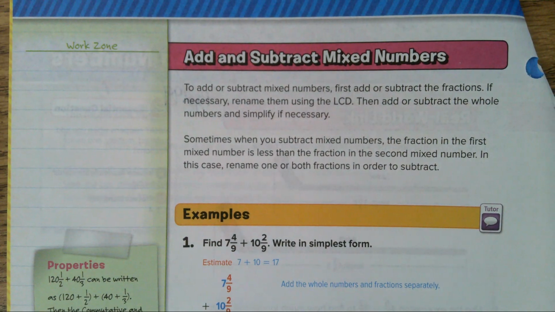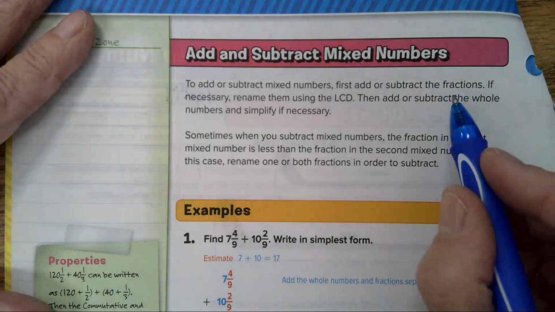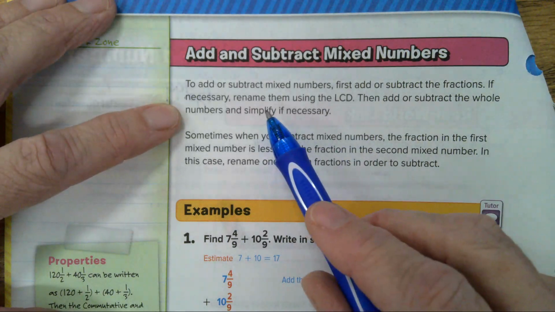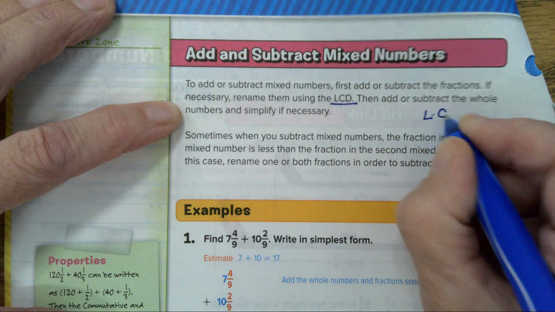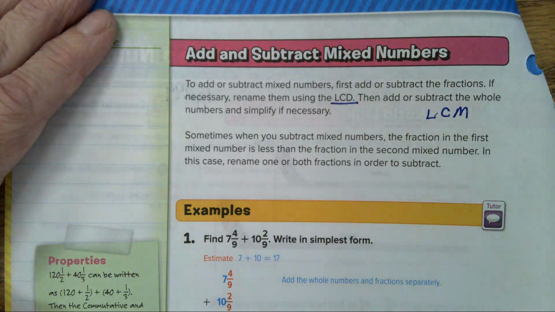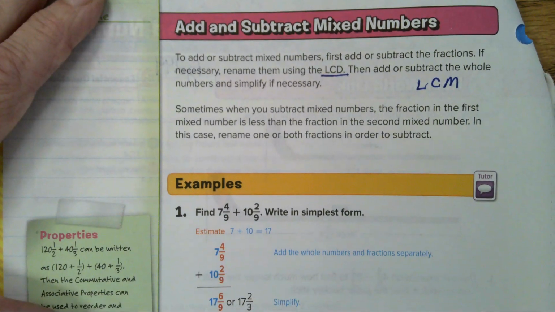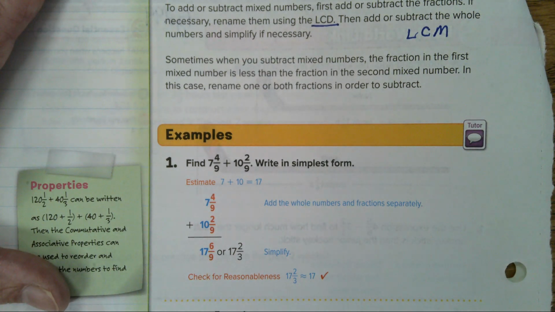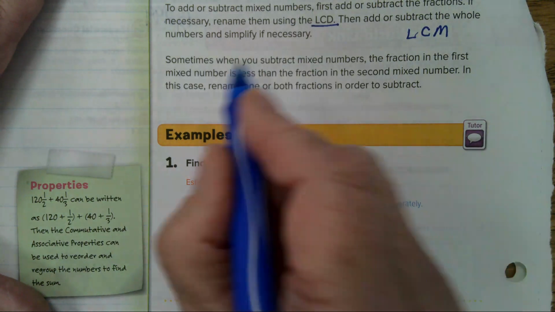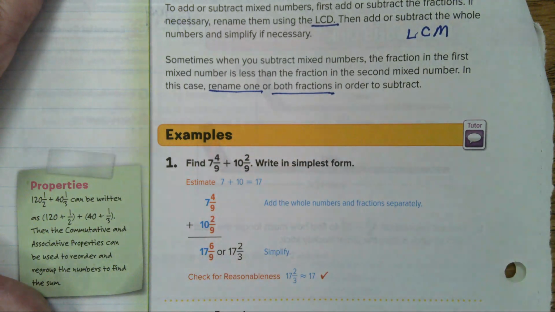Add and subtract mixed numbers. To add and subtract mixed numbers, first add or subtract the fractions. If necessary, rename them using the least common denominator, or LCM, least common multiple. Then add or subtract whole numbers and simplify if necessary. Sometimes when you subtract mixed numbers, the fraction in the first mixed number is less than the fraction in the second mixed number.